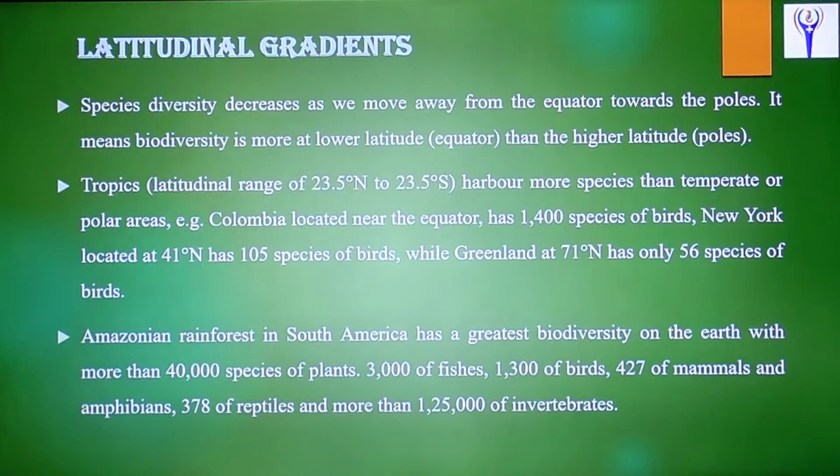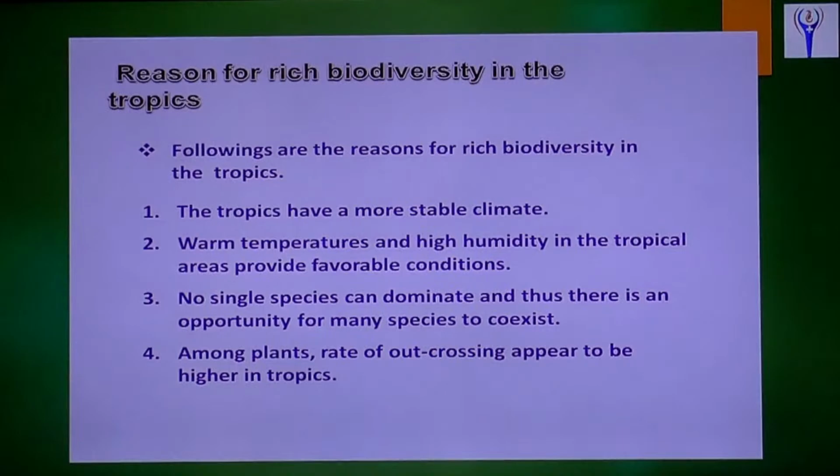Okay, we'll see the reasons for rich biodiversity in the tropics. The first reason is the tropics have a more stable climate, and they also have favorable conditions like warm temperatures and high humidity. And no single species can dominate because everyone has an opportunity to coexist. And among plants, the rate of outcrossing appears to be higher in the tropics.